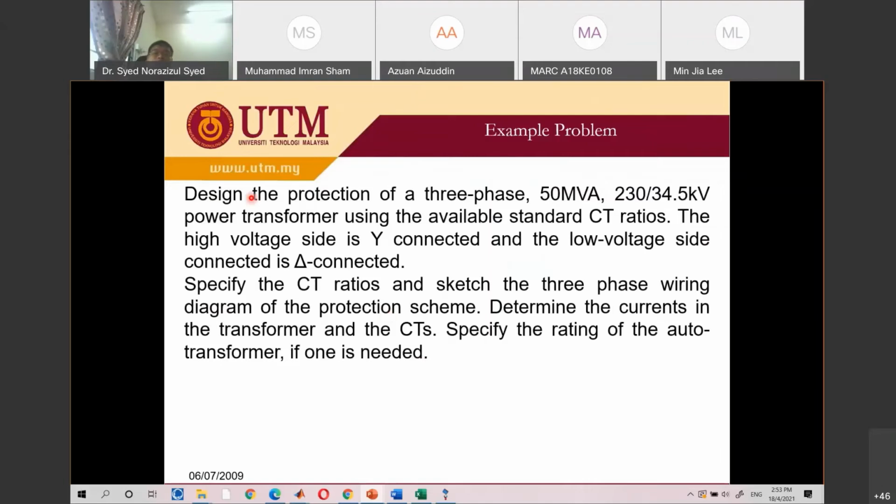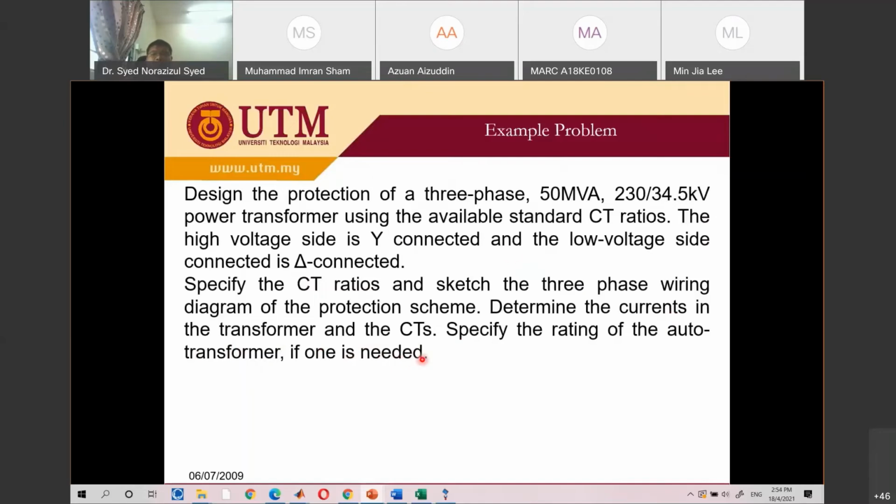Next is design the protection of a 3-phase 50 MVA, 130 step down to 34.5 kV power transformer using the available standard CT ratio. The high voltage side is Y connected and the low voltage side is delta connected. Specify the CT ratio and sketch the 3-phase wiring diagram of the protection scheme. Determine the current in the transformer and the CT. Specify the rating of the auto transformer if one is needed.